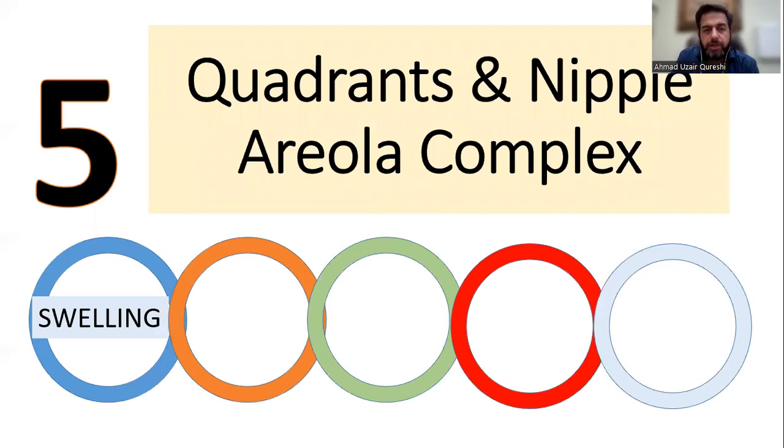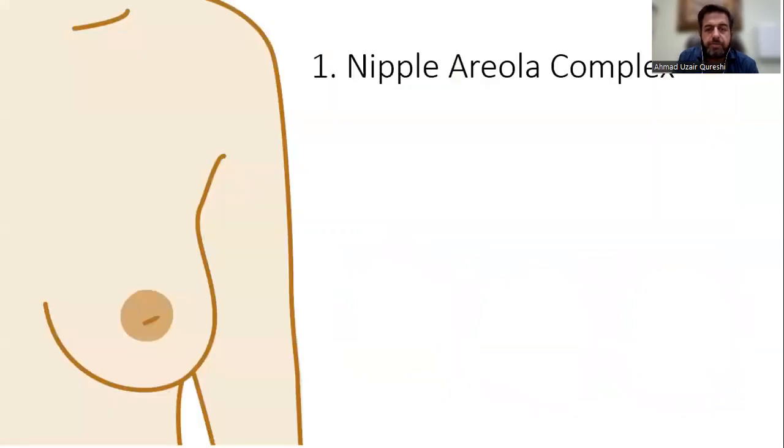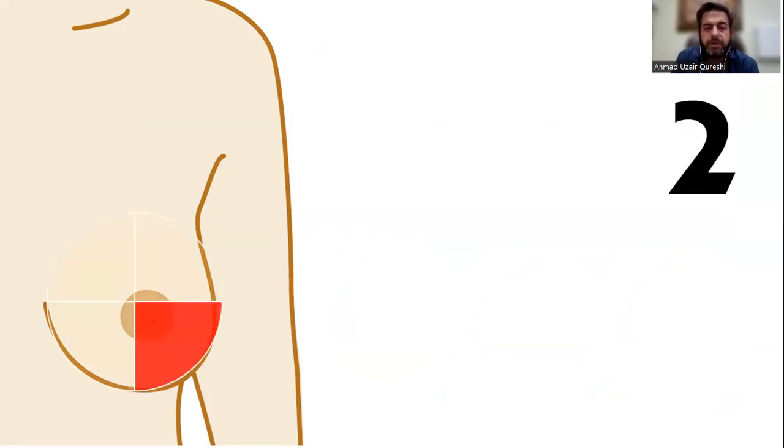Okay, so one, two, three, four, and five. What do I need to do for the first five things? It comprises the four quadrants, one, two, three, and four, and the areolar complex in the middle. What are you going to see? You need to see five things, for any swellings. We start with the nipple and areola complex. We need to inspect on the normal side and then the abnormal or suspicious side, whether for any.